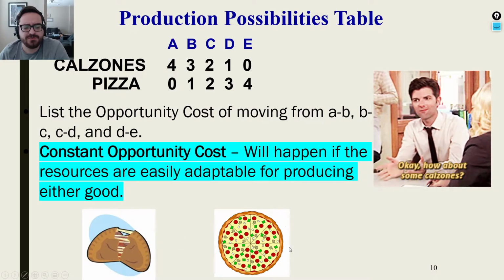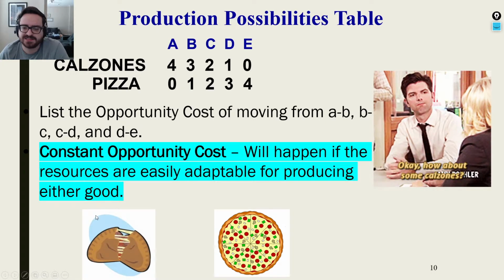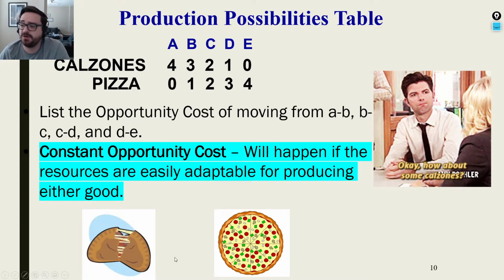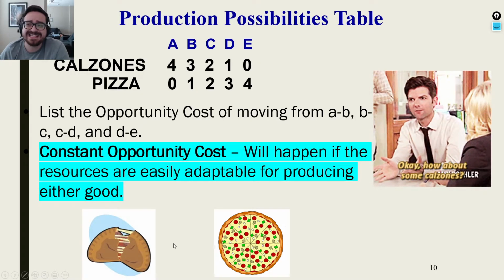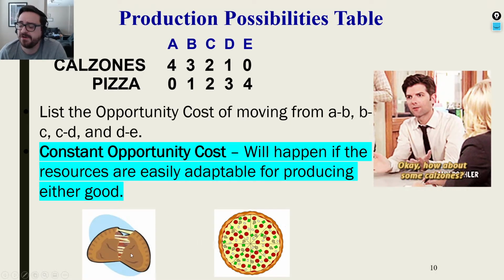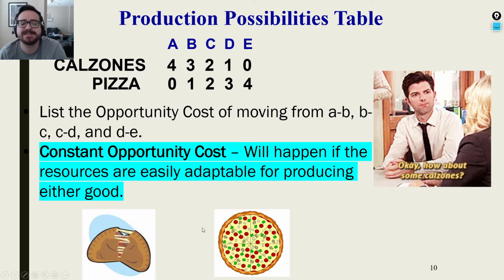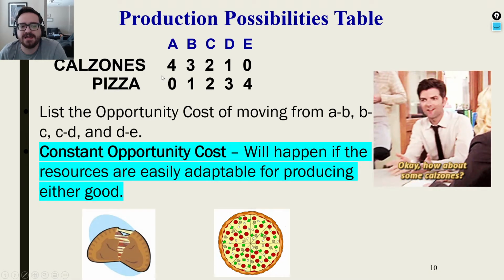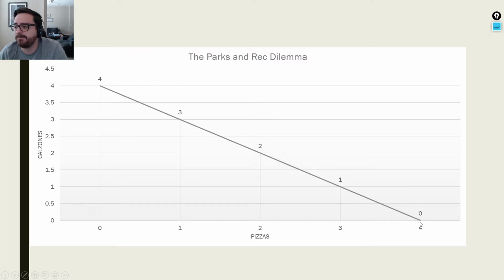Those two goods have the same resources. Same type of dough, same ingredients, sauce, pepperoni, cheese, etc. It's just made a slightly different way. The people who make pizza could relatively easily make calzones. People who make calzones could pretty easily make pizza. Because these two goods are very easily adaptable, you get a constant slope production possibilities curve. You get a graph that is constant.